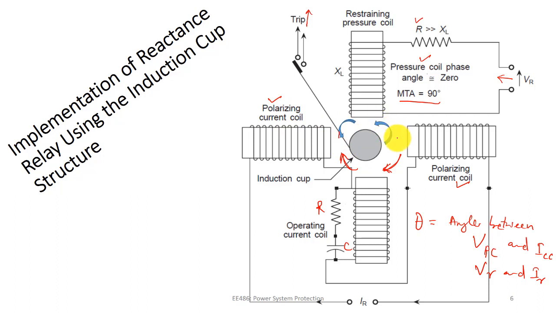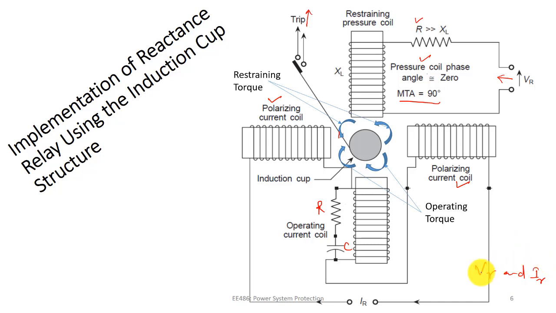So now we can see it in the diagram very clearly. Now this is your torque produced due to the interaction of the flux because of the pressure coil and the polarizing current coils, this one and this one. So these are the restraining torques. And now the torque that is produced due to the interaction of the flux due to the operating current coil and the polarizing current coils is this, and that is known as the operating torque. So this is your operating torque, and they are opposing each other. When your operating torque becomes greater than your restraining torque, at that time your induction cup moves and your trip contact is closed. So this is how your reactance relay is operated, right? And it is in fact implemented using the induction cup structure.